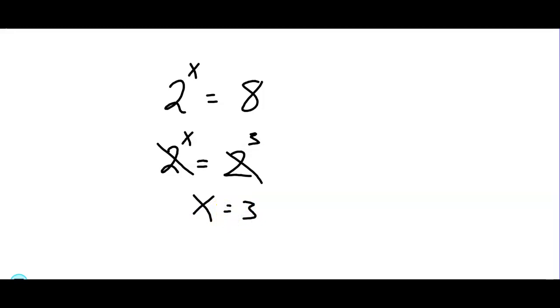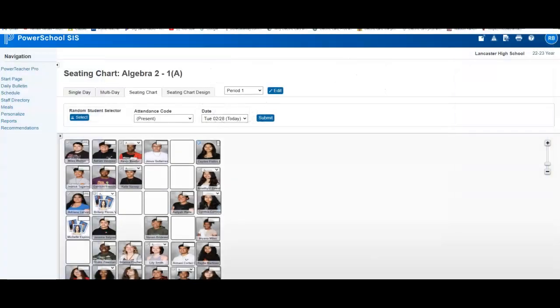Okay. Well, there's some situations where that's not possible. So, for instance, if I gave you this, you can't get those bases to match. And for those, we're going to be using logarithms to do it. Okay. So that's one of the useful things about logs. Is they can help us solve things that we weren't able to do before.